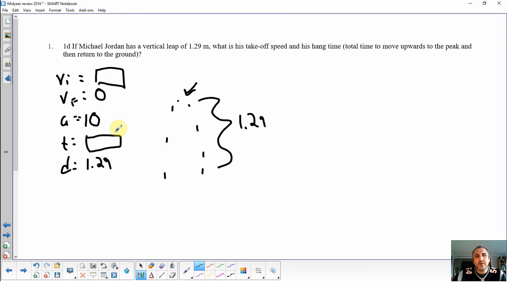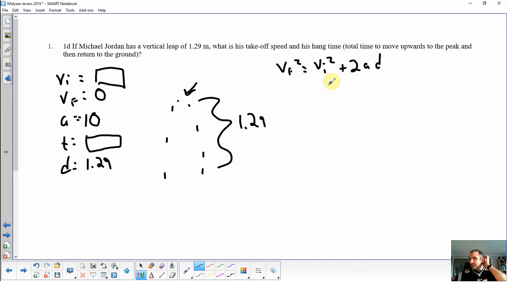Once we've got that, we can attack the time, because we'll also be able to figure out how long it took him to get up, and all we have to do is multiply that by 2 to figure out how long it gets him back down. So best equation for this, I think, if we're dealing with a VI, VF, and an A and a D, it's going to be VF squared equals VI squared plus 2AD.